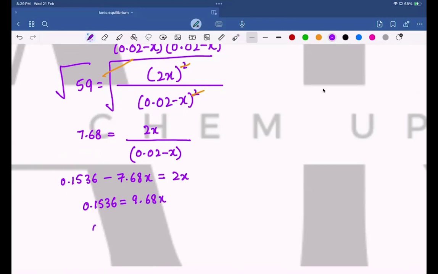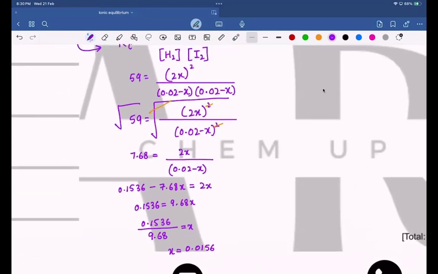Now 0.1536 divided by 9.68 is equal to x. So the value of x will be, can anyone tell me the answer, please? 0.015. Is there any other number after 5? 6. Okay. Is this clear to all of you?